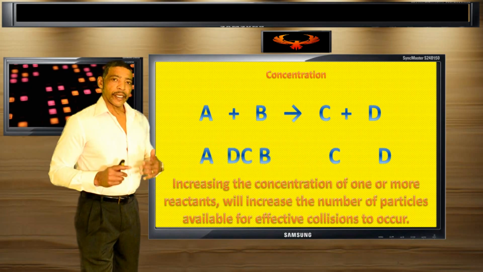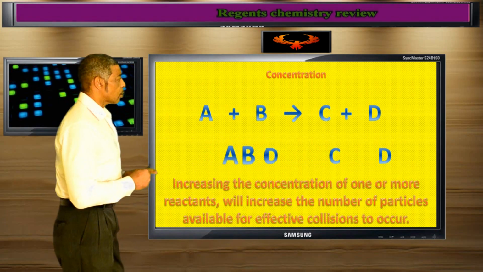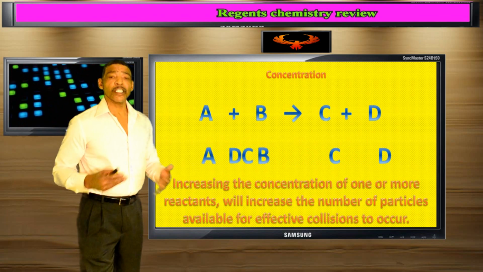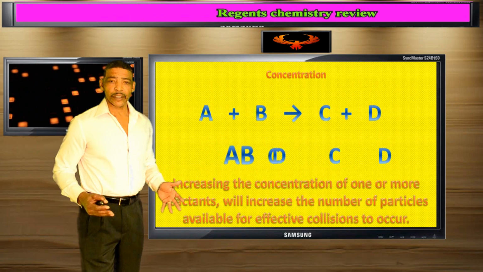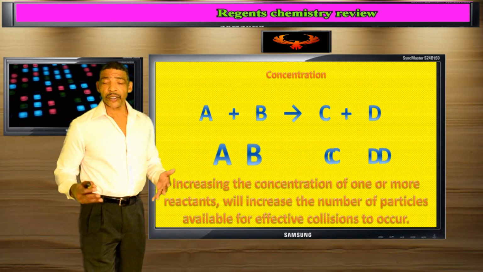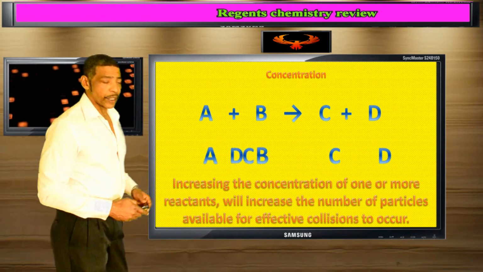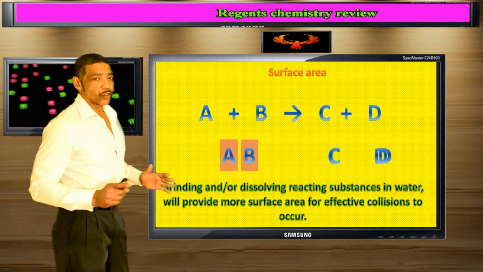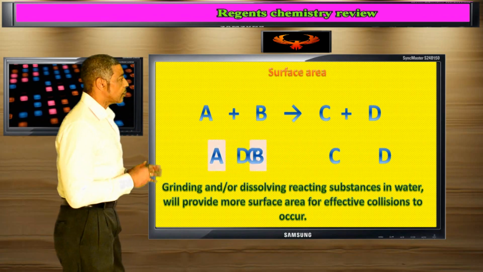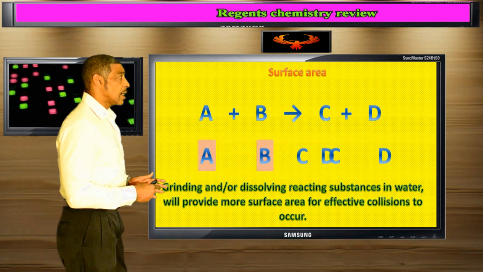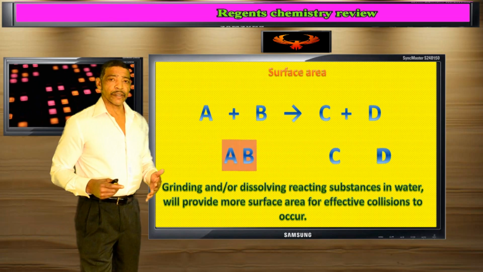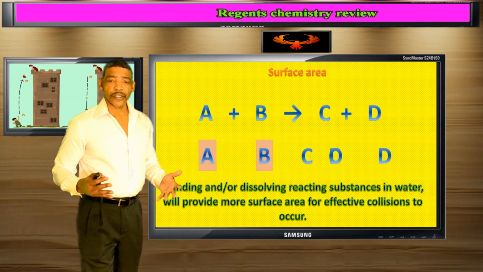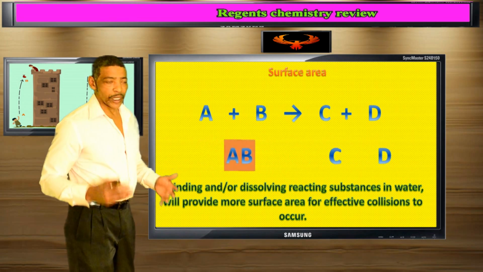Concentration. Increasing the concentration of one or more of the reactants will increase the number of particles that are actually available for effective collisions to occur. And of course, this will in turn lead to an increase in the rate of the chemical reaction. Surface area. Grinding or dissolving reacting particles in water will provide more surface area for effective collisions to occur. And of course, more surface area leads to a faster rate of a chemical reaction.